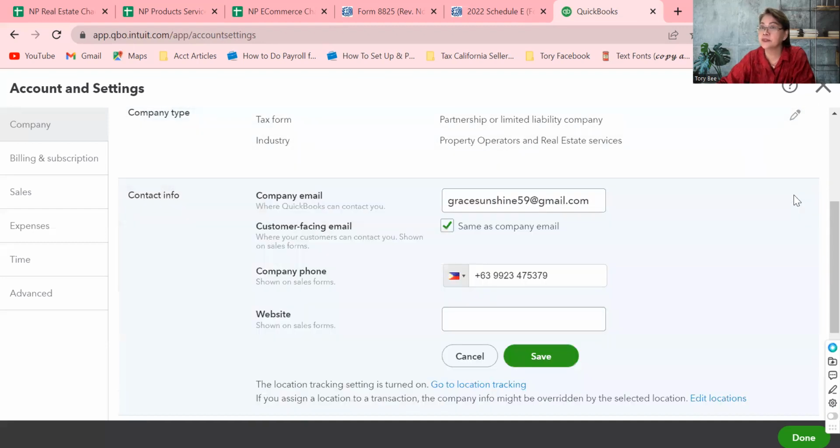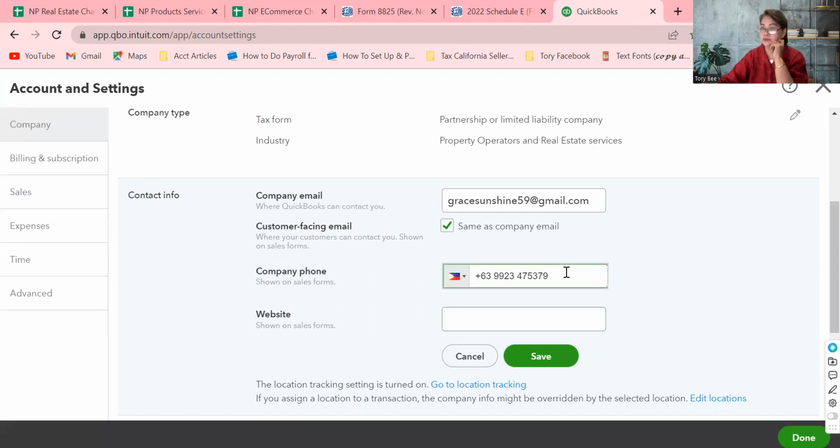So, okay, info. Company email. Example, if this is your company email. This is for example. Customer-facing email. What is customer-facing email? It's where your customers can contact you, shown on sales forms. Meaning, sometimes the company email and the customer-facing email are different because you want to separate the email where the customer can contact you. Okay?